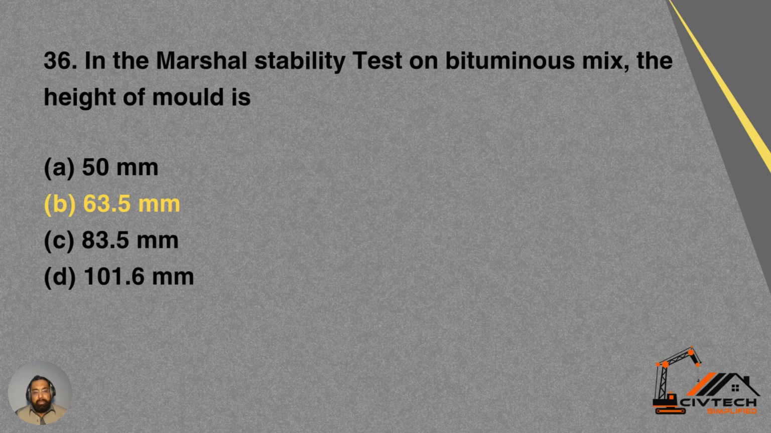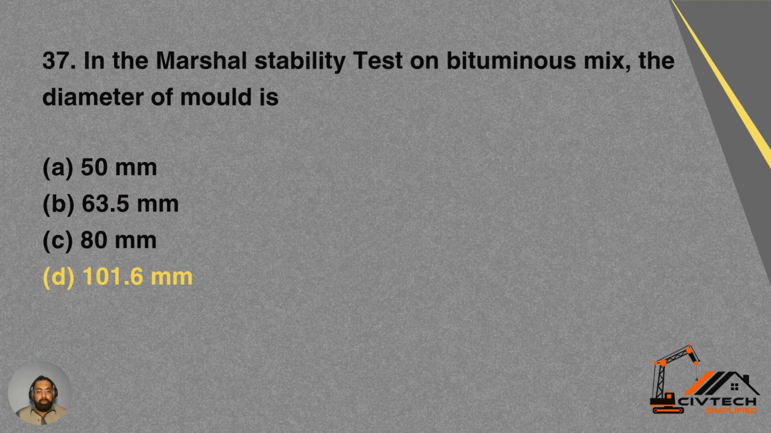Question 36. In the Marshall stability test on bituminous mix, the height of mold is. What is the height of mold in the Marshall stability test on bituminous mix? Option A, 50 mm. Option B, 63.5 mm. Option C, 83.5 mm. Option D, 101.6 mm. So B is the correct answer, 63.5 mm.